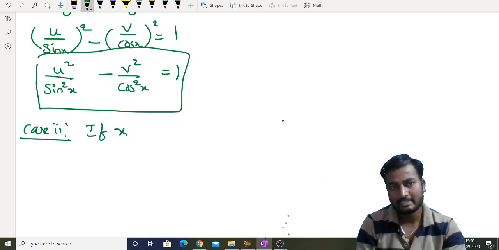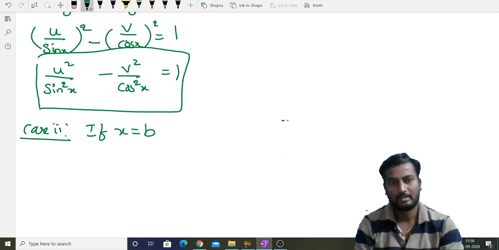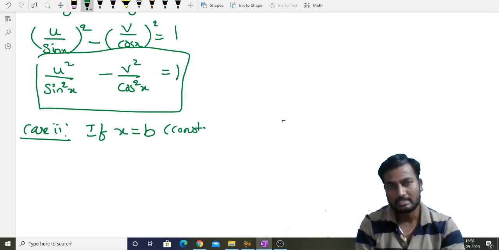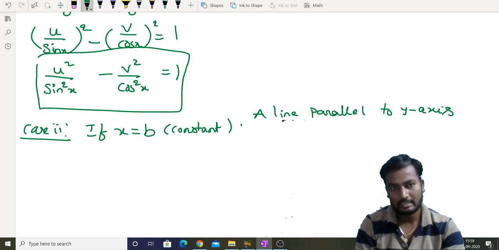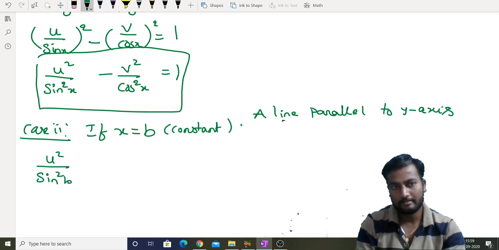If x equals some constant b, that means a line parallel to the y axis. This is mapped to the w plane, which you have to find. Now if x equals b, then our equation becomes u square by sin square b minus v square by cos square b, which is equal to 1.